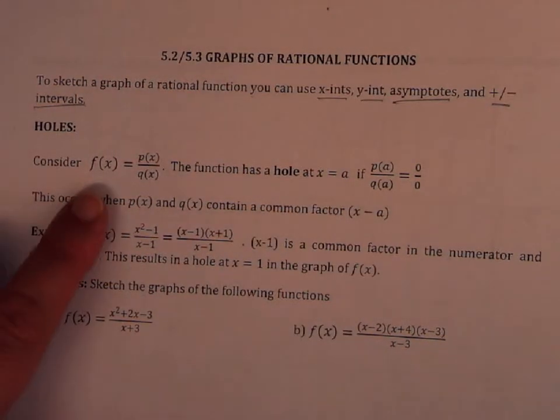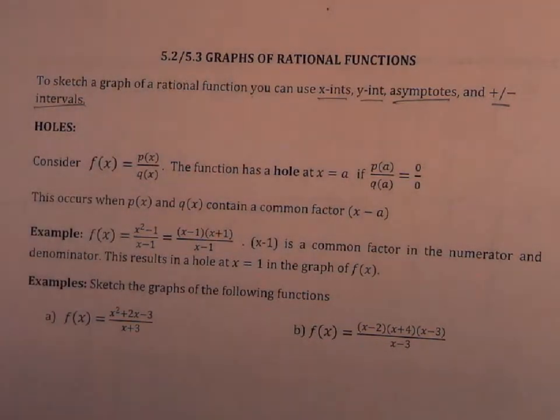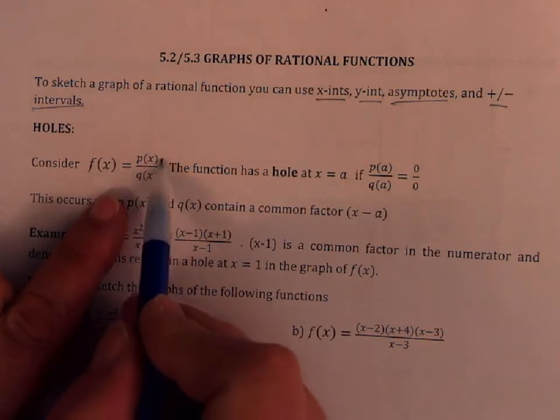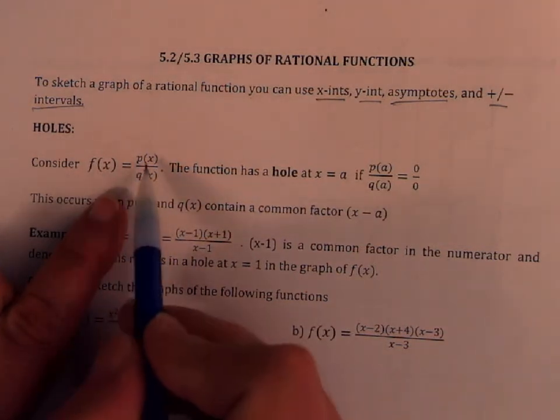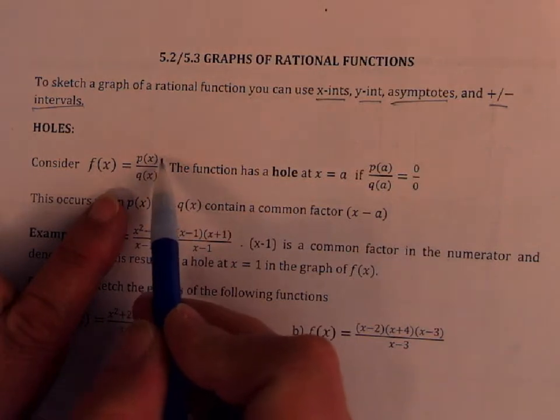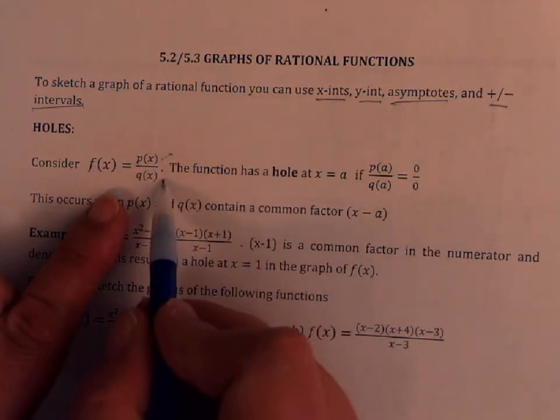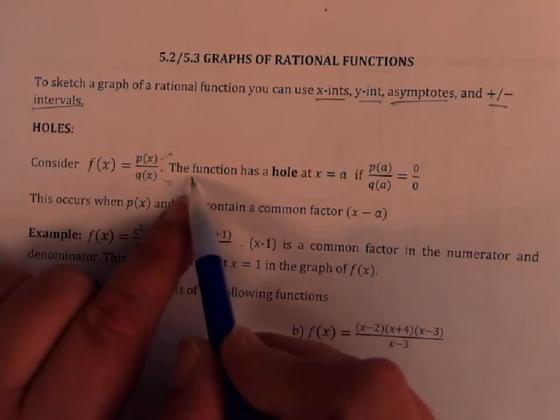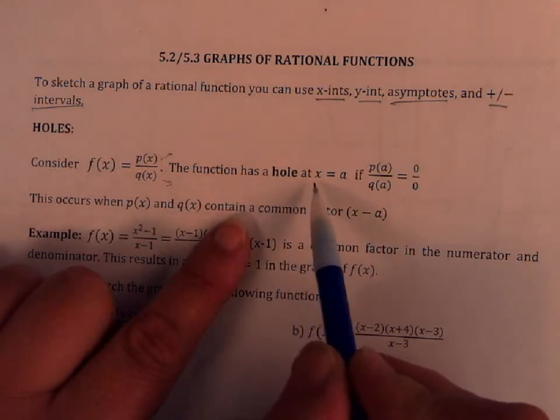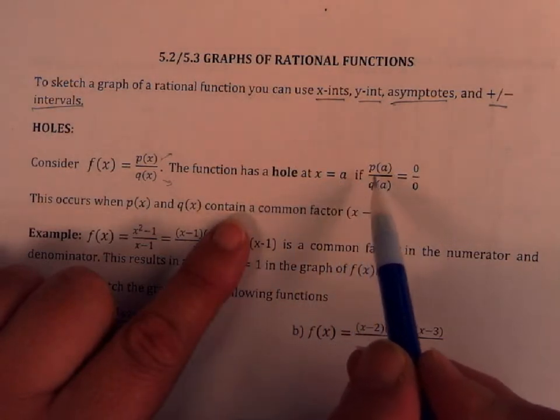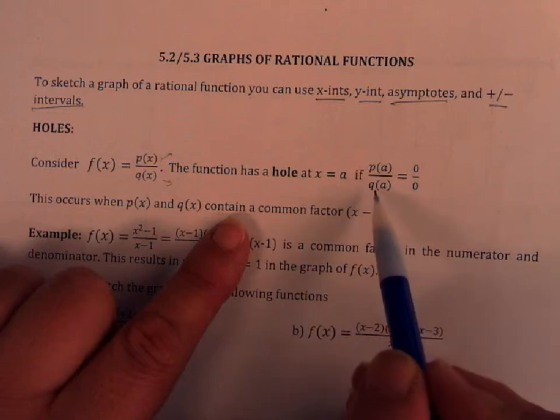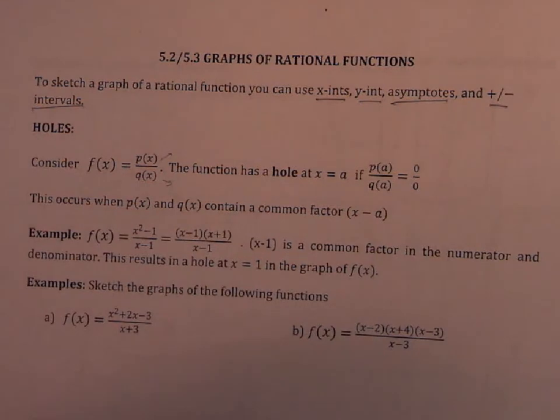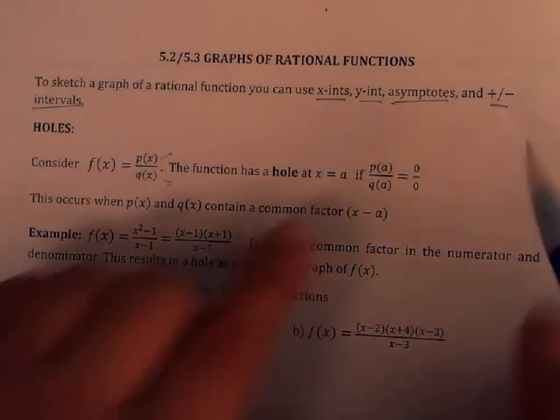So what's a rational function? You have a polynomial divided by a polynomial. Let's say the numerator is called p of x and the denominator is called q of x. We are looking at holes now. This function will have a hole at x equals a if p of a is 0 and q of a is 0, so that you get 0 over 0. At that point, x equals a, you will have a hole. This is what it means.